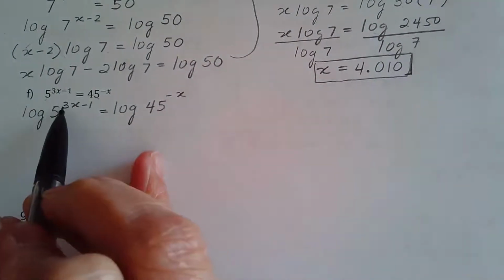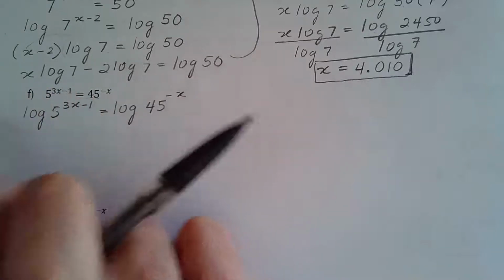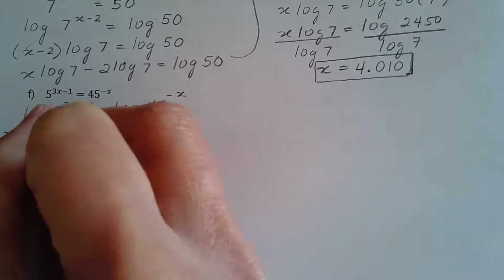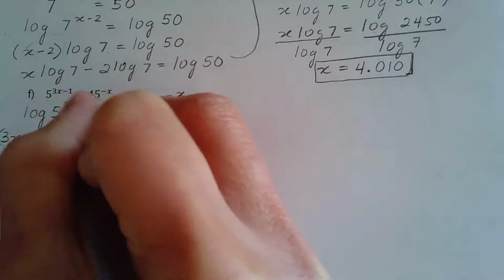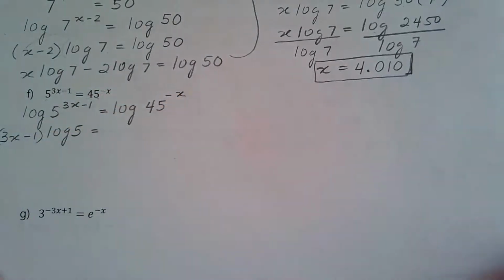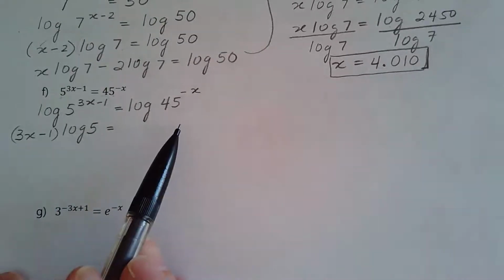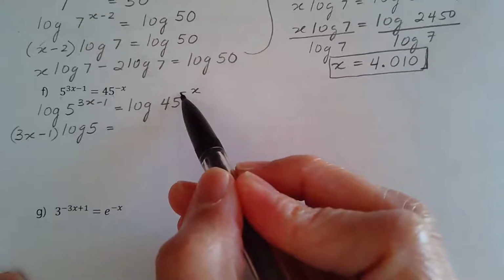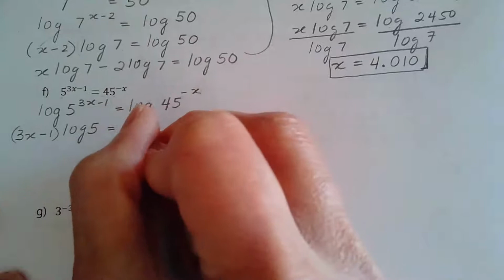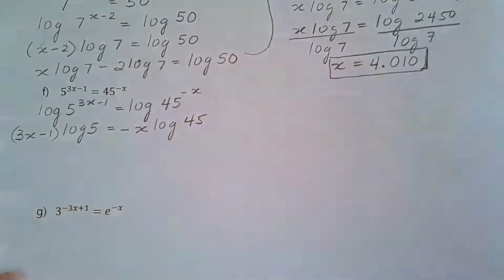Okay, and then what we're going to do is take this exponent and bring it to the front. So that becomes 3x minus 1 times log of 5. Hope you're okay with that one. We're using the law of logarithm. And then we're going to take this negative x and bring it to the front, so it becomes negative x times log of 45.